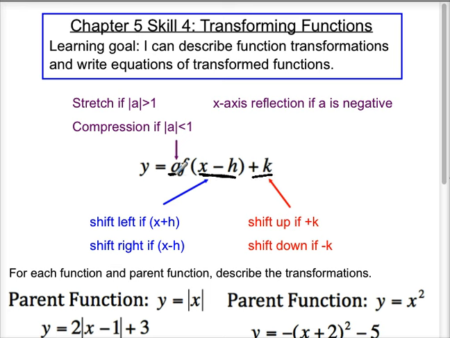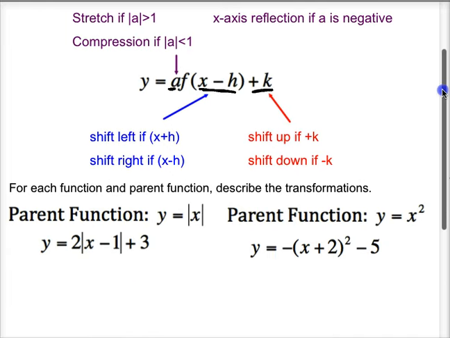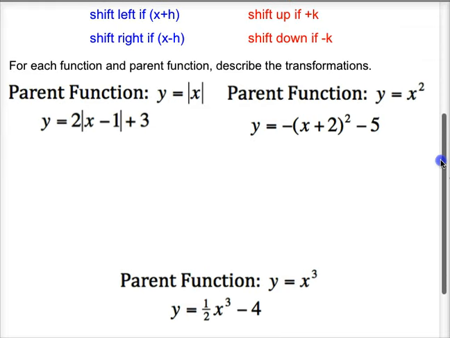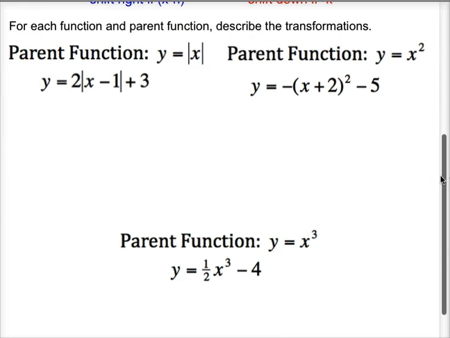And then finally at the end, if there's a number there, if it's positive, that means it's shifting up. If it's negative, it means it's shifting down. So again, all stuff that you've seen, but we just need a little refresher on. So let's take a look here. So for each parent function, describe the transformation.